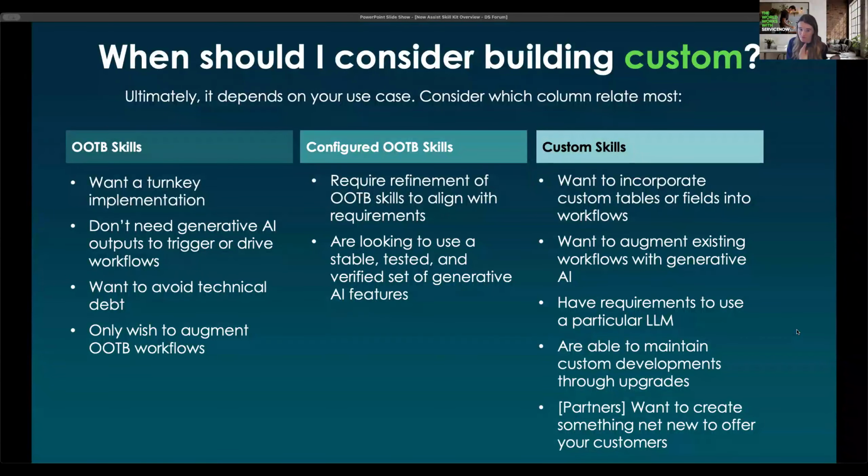However, if those two columns don't really speak to you, then that's where custom skills come into play, where you might want to incorporate some custom tables or fields into workflows. You might have some existing workflows that you want to augment with generative AI. You might have requirements to use a particular LLM that we do not provide out of the box. I'll touch on this later on, but I know of some companies that mandated to only use their own internal LLMs for data privacy and security reasons. So that's where you can build that functionality using those LLMs within SkillKit.